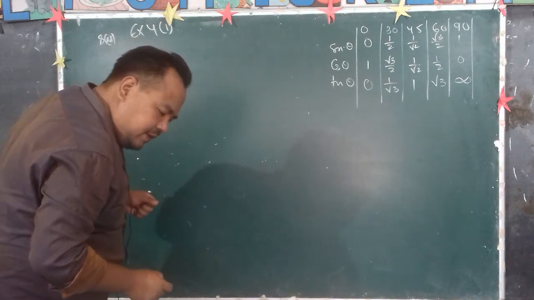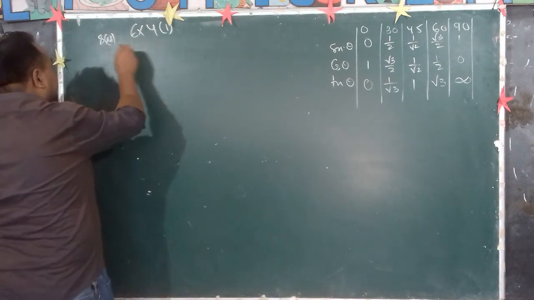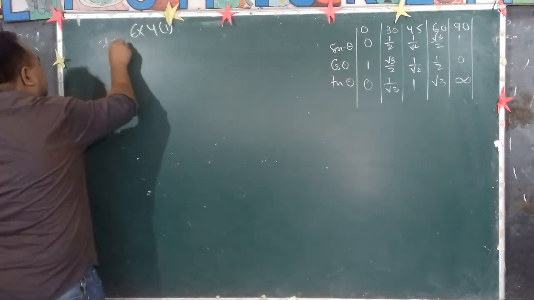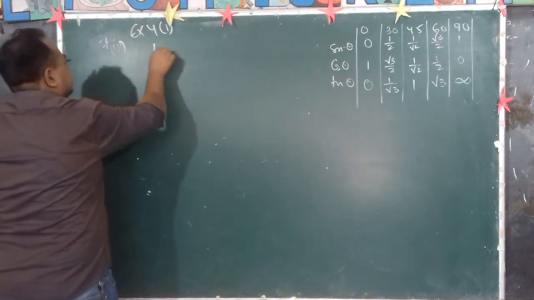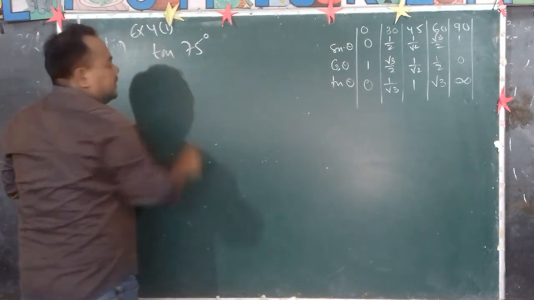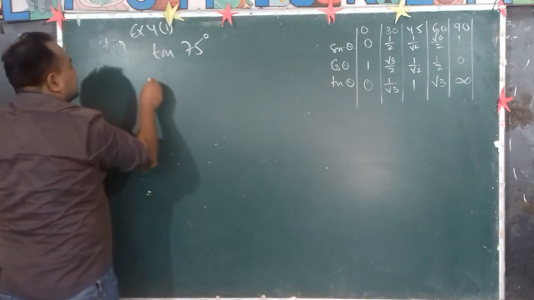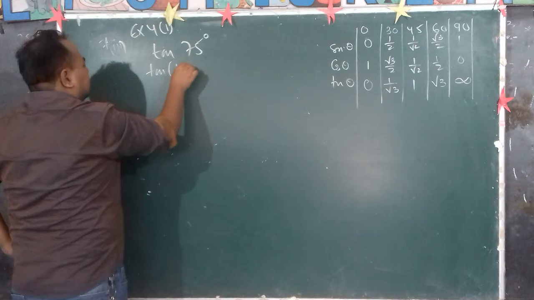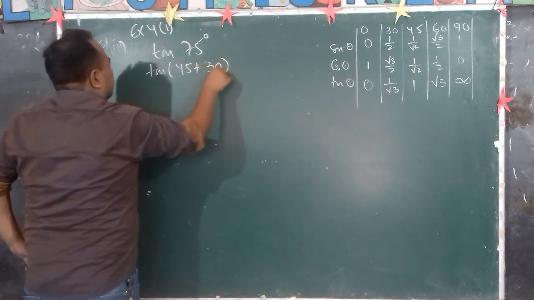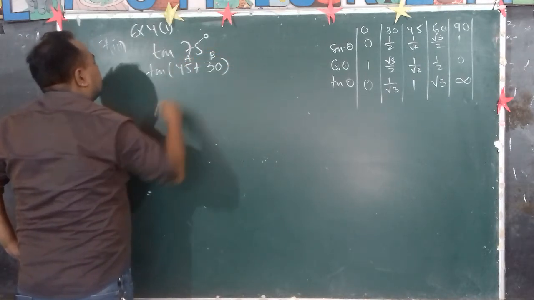Question number 7, subdivision 3. The question is tan 75 degree. So, how do I solve this again? 75 is not a standard angle, but I can write this as 45 plus 30. So, this is your A and this is your B.